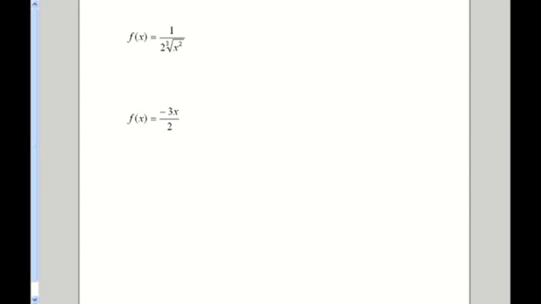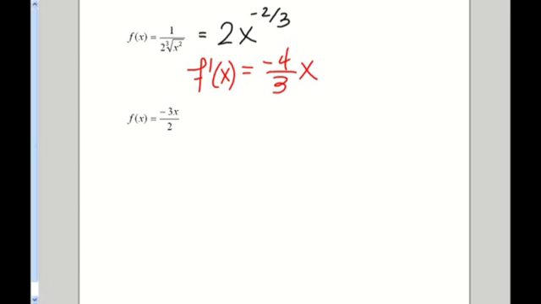Almost out of time here. See if I can go through a few more real quick. At least this one. Here, I would rewrite this one as 2x to the negative 2/3. So this is going to be negative 4/3 x. If I subtract 1 from that, that becomes negative 5/3.